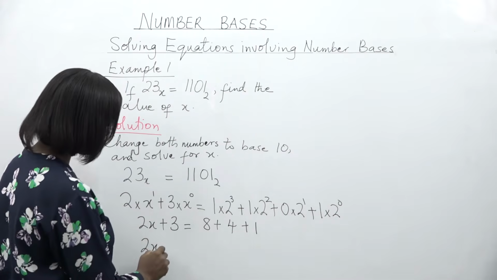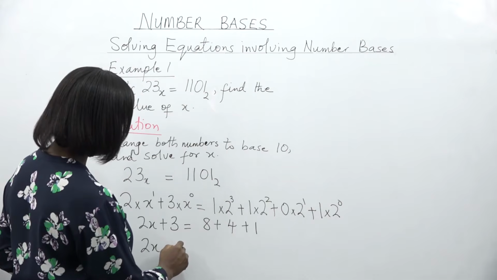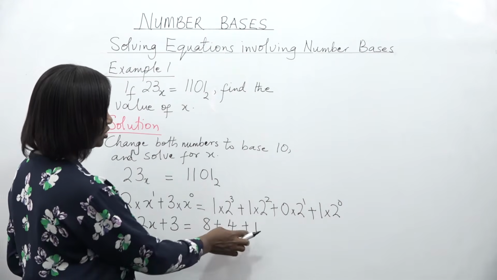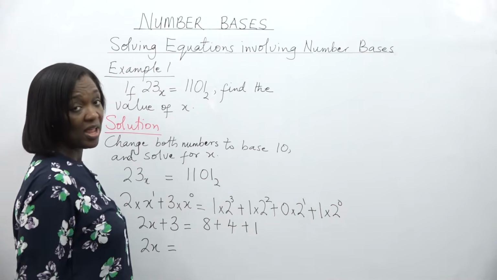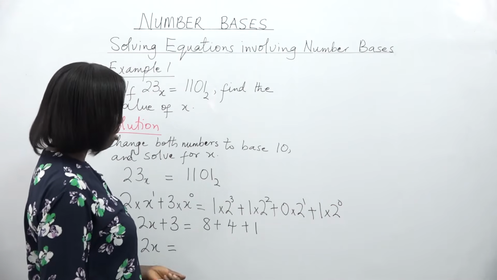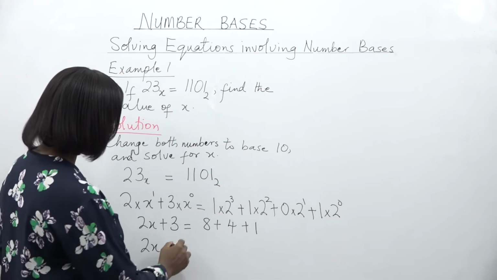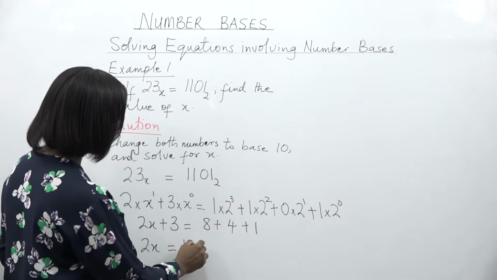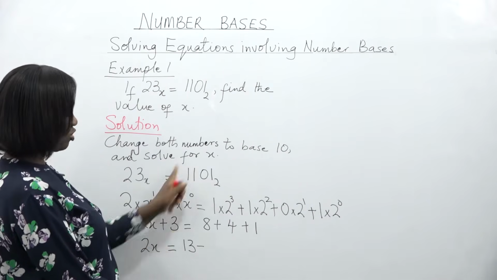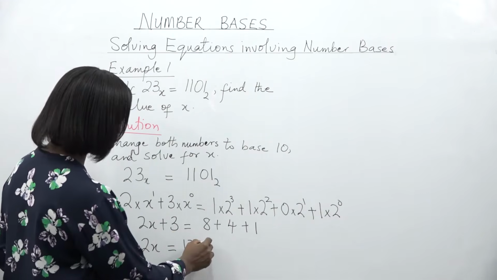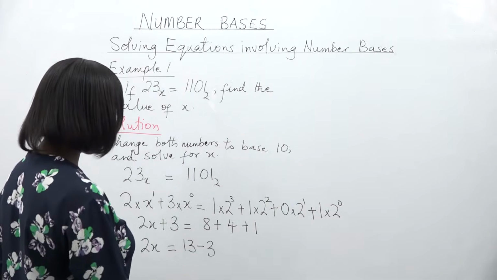2x, we can take 3 to the other side, is equal to 8 plus 1 is 9, 9 plus 4 is 13. Or 8 plus 4 is 12, 12 plus 1 is 13. So I have 13, take away 3, because 3 is crossing over to the other side of the equation. It's positive here, so when it crosses over, it becomes negative.